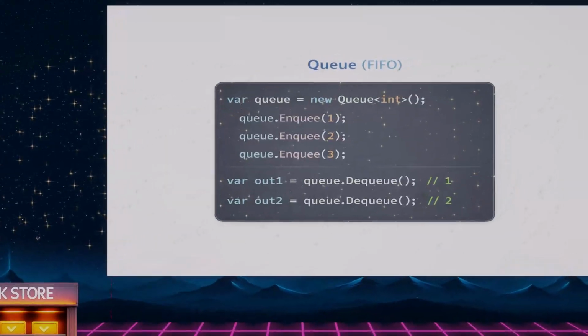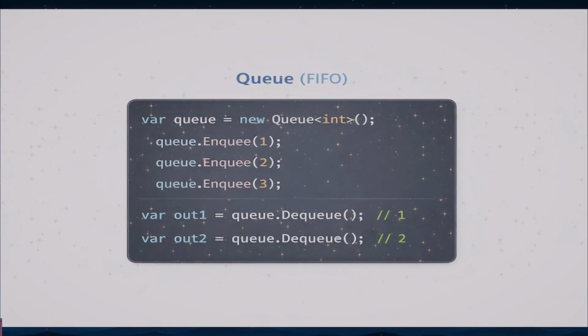Alright, now let's look at the queue code. Don't worry, I'll keep it super simple. In a queue, there are two main actions. NQ means you add an item to the back of the line. DQ means you remove an item from the front of the line.